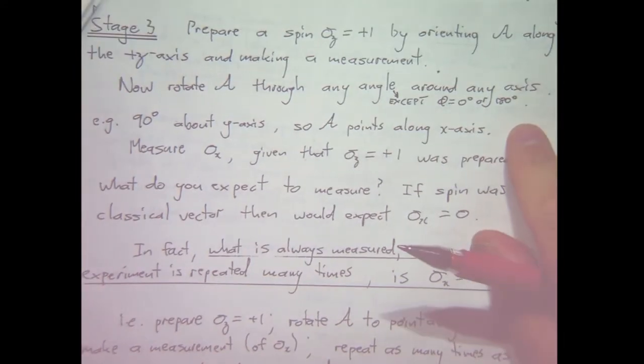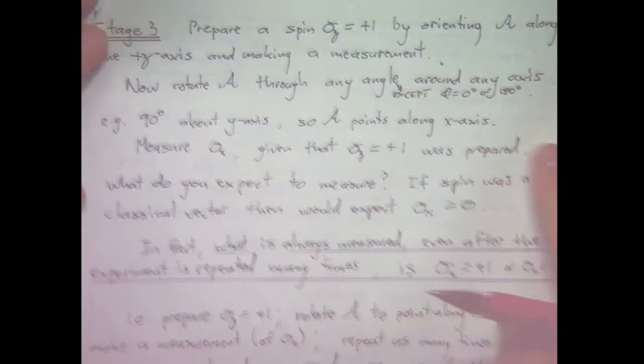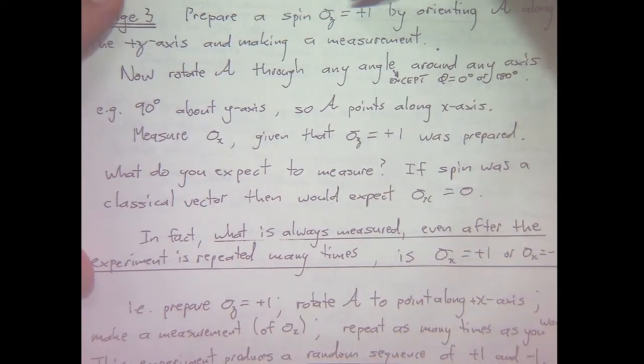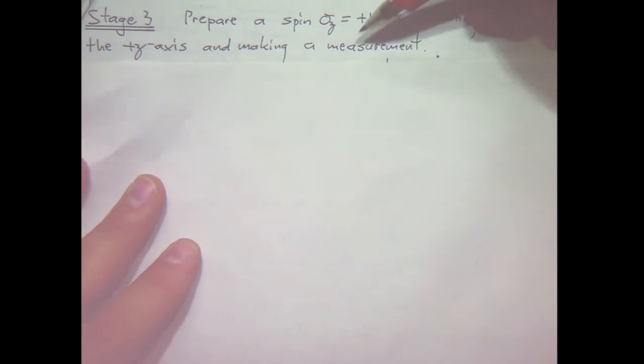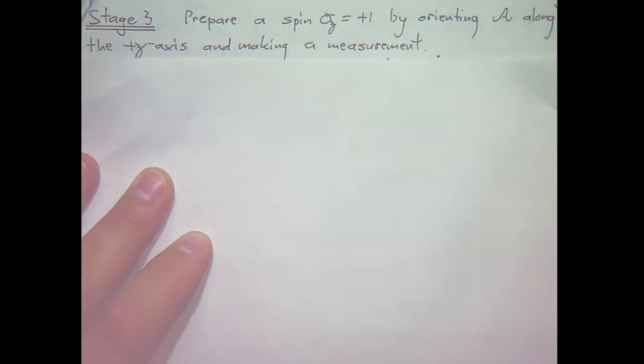All right, now, stage three. Let's now prepare a spin, sigma z equals plus one, by orienting the apparatus along the plus z-axis and making a measurement. In fact, what you do is you just keep measuring qubits until you get a plus one, because you don't know what state it is at the start. You could press a button and get a minus one, and that's not what we want. We want a plus one. So you get another spin, throw that one away, get another one, measure it, eventually get a plus one. Okay, keep the plus one.